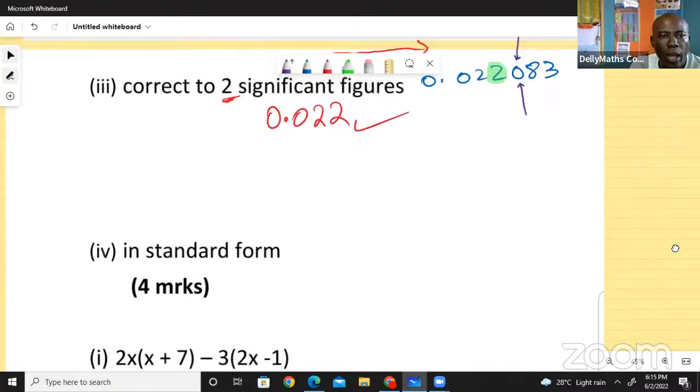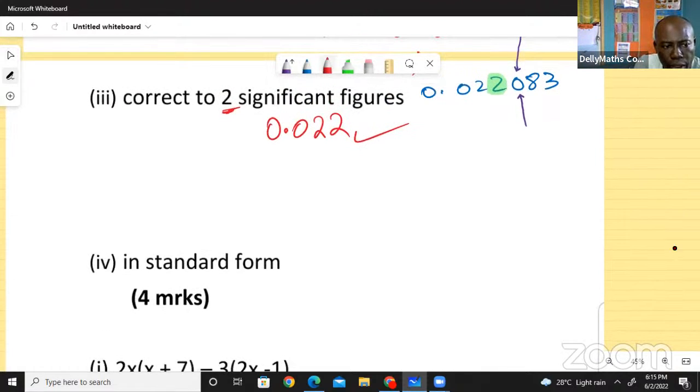All right. Now let's look. We want to write this in standard form. So it's the same thing, 0.022083. We want to write that in standard form.